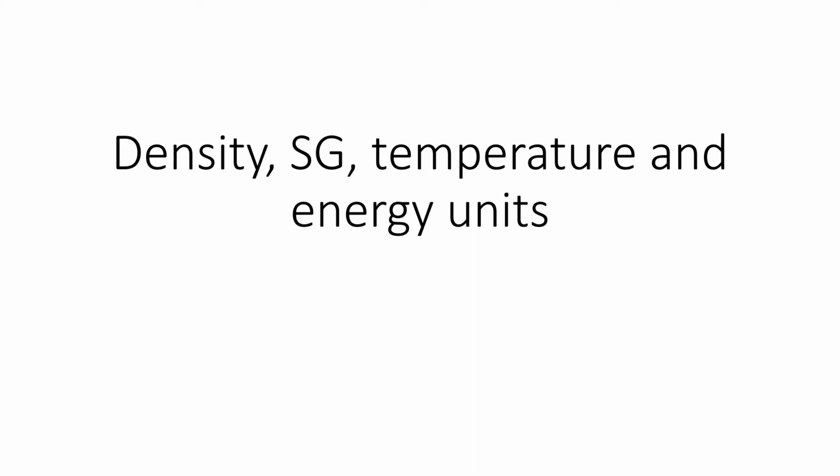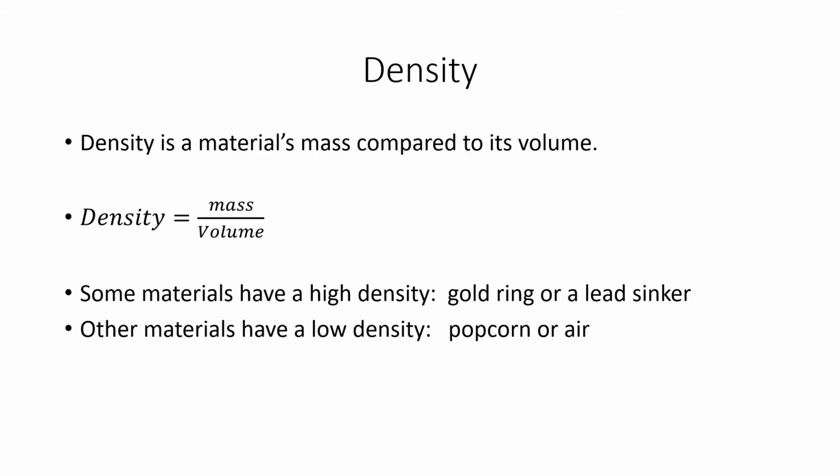In this video, we'll be looking at density, specific gravity, temperature, and energy units. We want to start with density. When we're talking about a material's density, what we're really referring to is that material's mass compared to its volume. It has a basic formula, but this is our first complex unit, a combination of other units. So we can represent density as an object's mass divided by that object's volume.